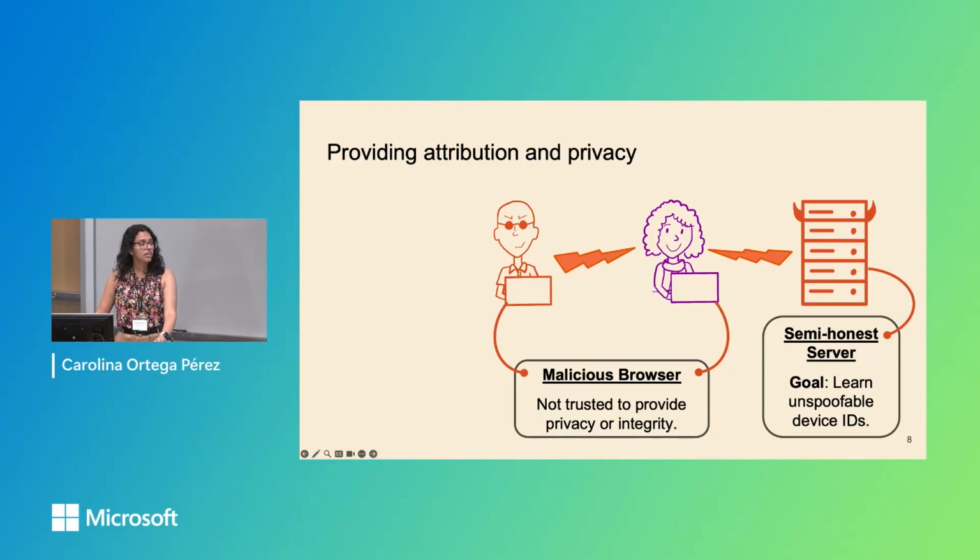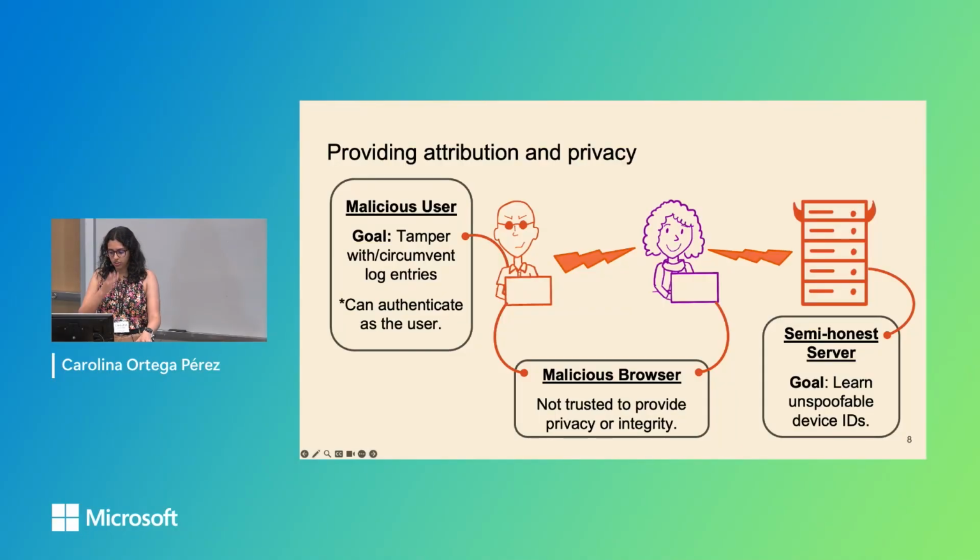So to recap, in our threat model, from the computational perspective, we're considering a malicious browser or app on the client side that is not trusted to provide either integrity or privacy. And then a semi-honest server that wants to learn the unspoofed device information. And it's semi-honest because we actually cannot prevent man-in-the-middle attacks in this paper, but I'll talk more about that later.